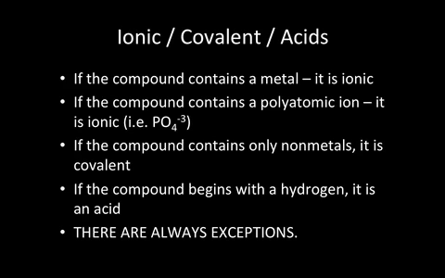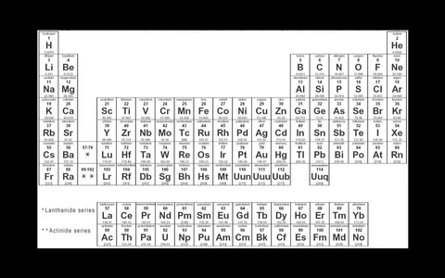Now, it's always important to say that there are always exceptions to these rules. This is something that will come up very commonly in chemistry for the rest of the year. We give these rules and say, but wait, there are exceptions, and then we identify those later. For right now, these are the things that you need to be able to do to identify the difference between ionic, covalent, and acids.